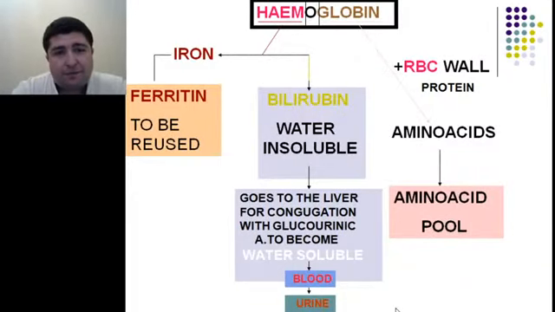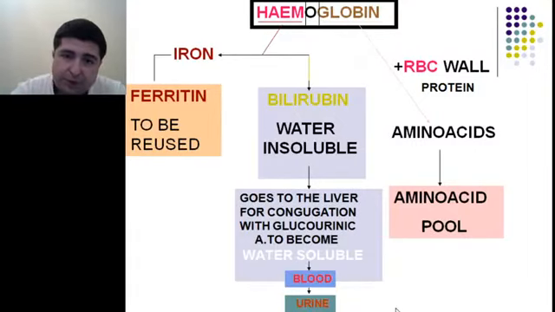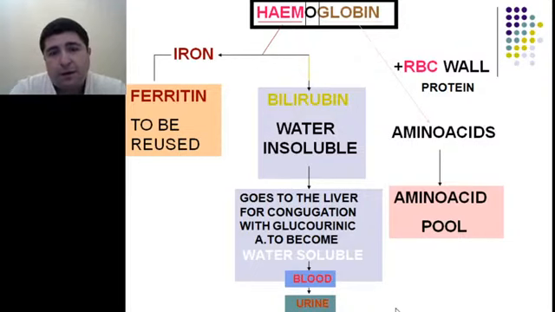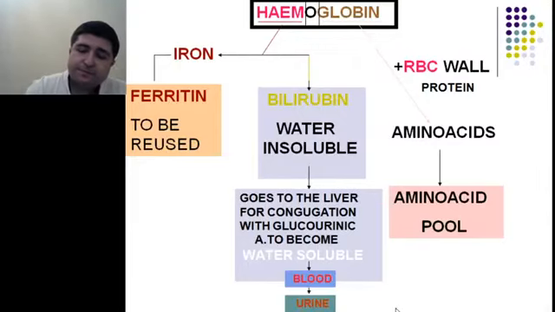Hemoglobin is divided into iron, which goes to ferritin, and bilirubin. Ferritin is stored, and bilirubin, which is water insoluble, goes to the liver for conjugation with glucuronic acid to become water soluble. Then it goes to the blood and urine. Plus, red blood cell wall protein and amino acids go to the amino acid pool.